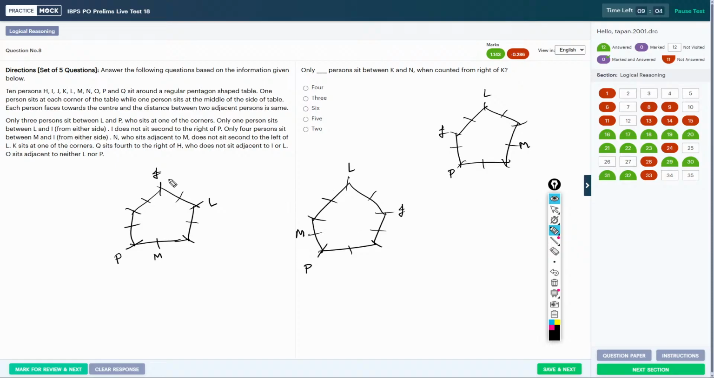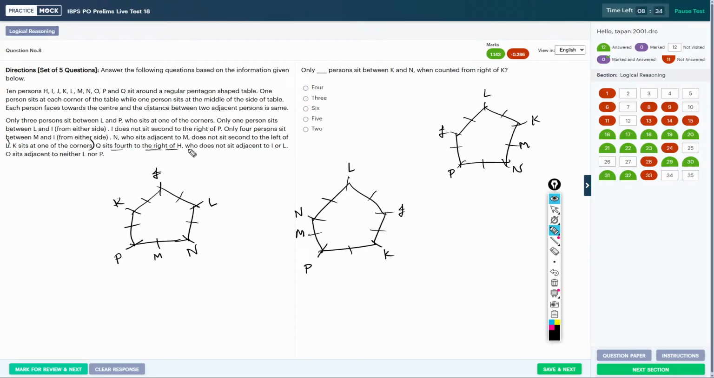Now they are saying that N sits adjacent to M, but does not sit second to the left of M, right? So N has to be here. So these are all following. K sits at one of the corners. 1, 2, 3, 4 corners. So K sits at a corner.